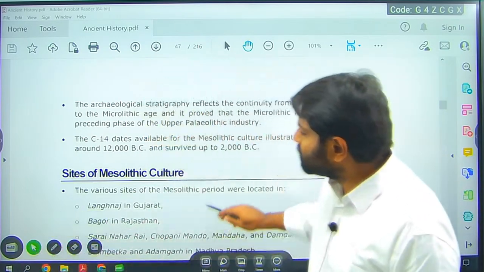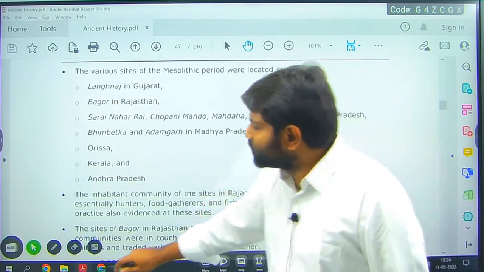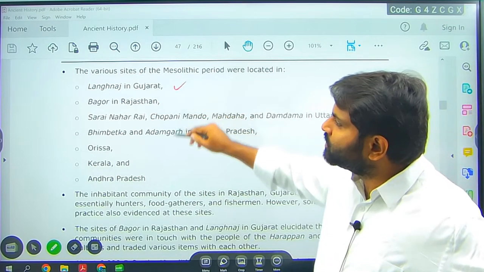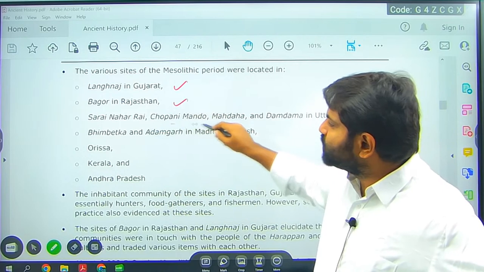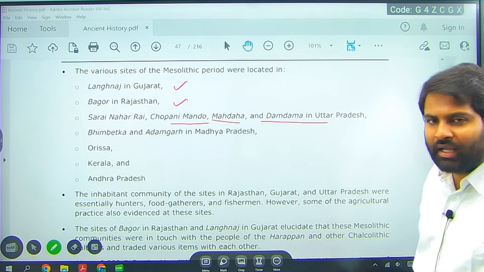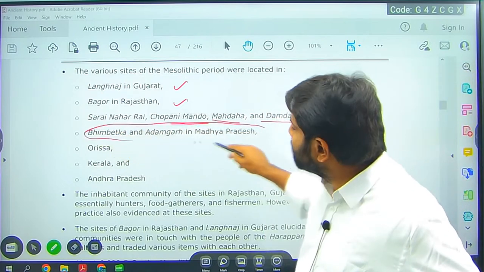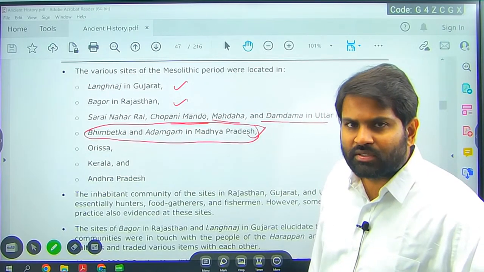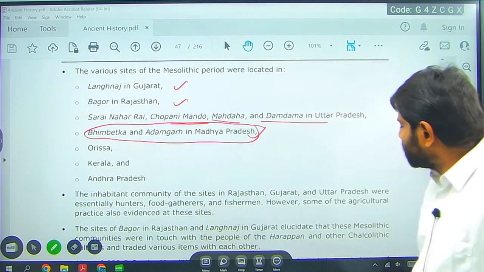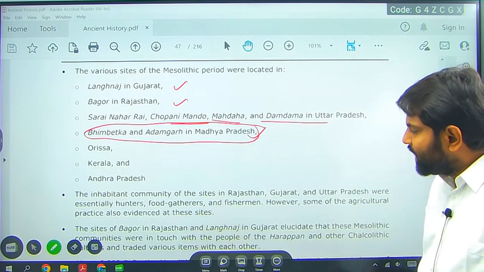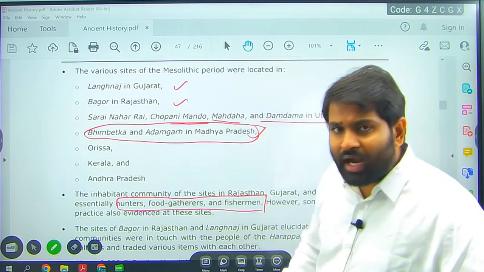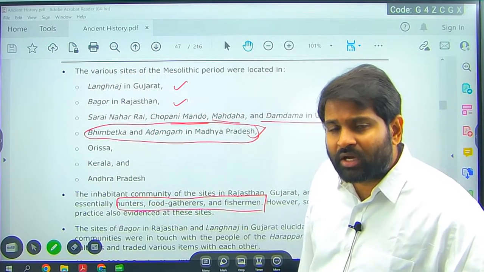Right, then we come to sites. You should be able to differentiate between Paleolithic and these particular sites. So Langhnaj in Gujarat, Bagor in Rajasthan, Sarai Nahar Rai, Chopani Mando, Mahadaha, Damdama of Uttar Pradesh, Bimbetka and others in Madhya Pradesh. Can you see this is also continuing in Mesolithic ages, right? Orissa, Kerala and Andhra Pradesh. The inhabitant community of the sites of Rajasthan, Gujarat and Uttar Pradesh were essentially hunters, food gatherers and fishermen. As of now, even now, hunters, food gatherers and fishermen. When the scope for agriculture comes, metals will come.